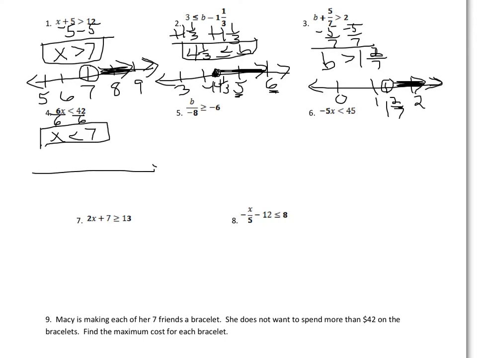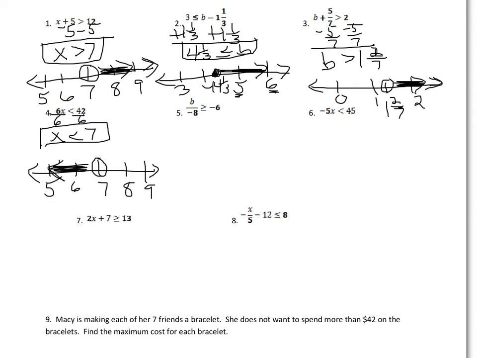So when we draw the number line, we could have 5, 6, there's 7, 8, and 9. And it'd be an open circle on 7, because it's just less than. And x is less than 7, so the numbers that are less than 7 here would go to the left.